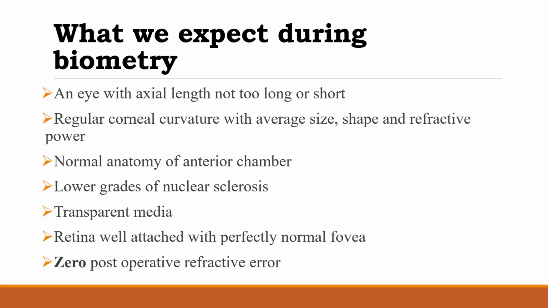During biometry, we usually expect the following. We want an eye with an axial length not too long or too short. We also want regular corneal curvature with average size, shape and refractive power. Also, normal anatomy of the anterior chamber, lower grades of nuclear sclerosis, transparent media, and an attached retina with a perfectly normal fovea, and we also expect zero postoperative refractive error.